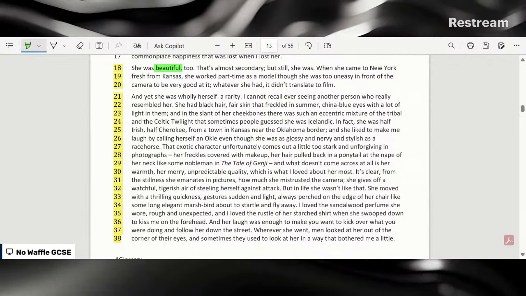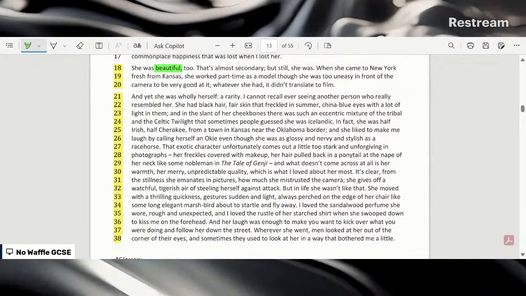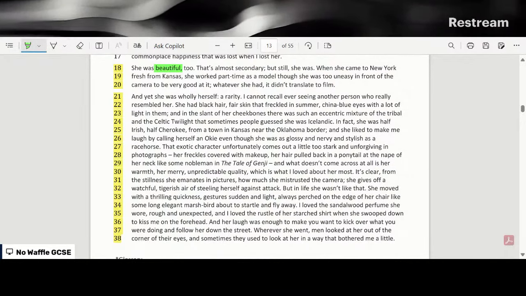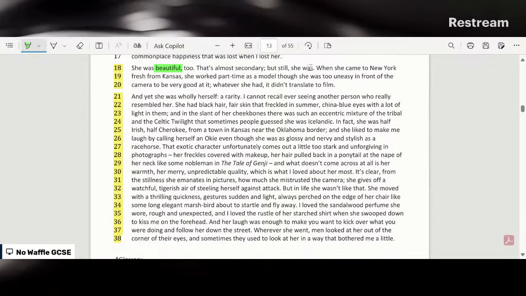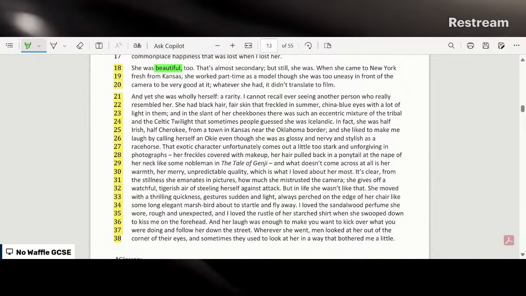When she came to New York fresh from Kansas, she worked part-time as a model, though she was too uneasy in front of the camera to be very good at it. Whatever she had, it didn't translate to film. And yet, she was wholly herself, a rarity.